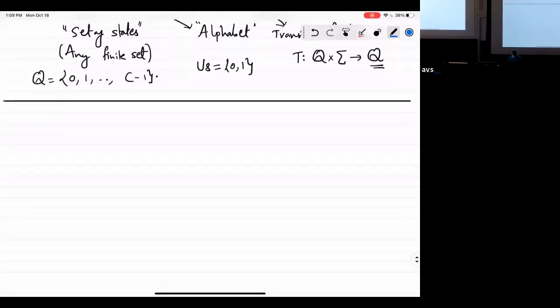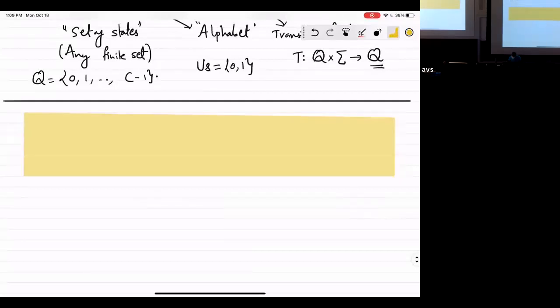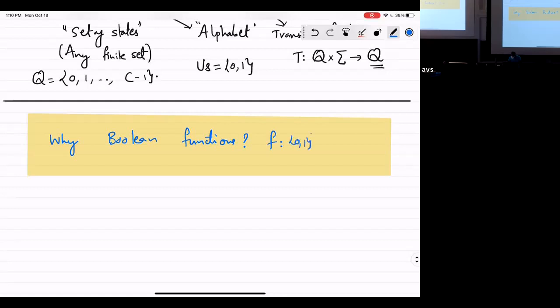So a concrete way to ask that question is: why Boolean functions? Why only study functions which output a single bit? These are called Boolean because the output is just one of two possible values. What about more general functions?